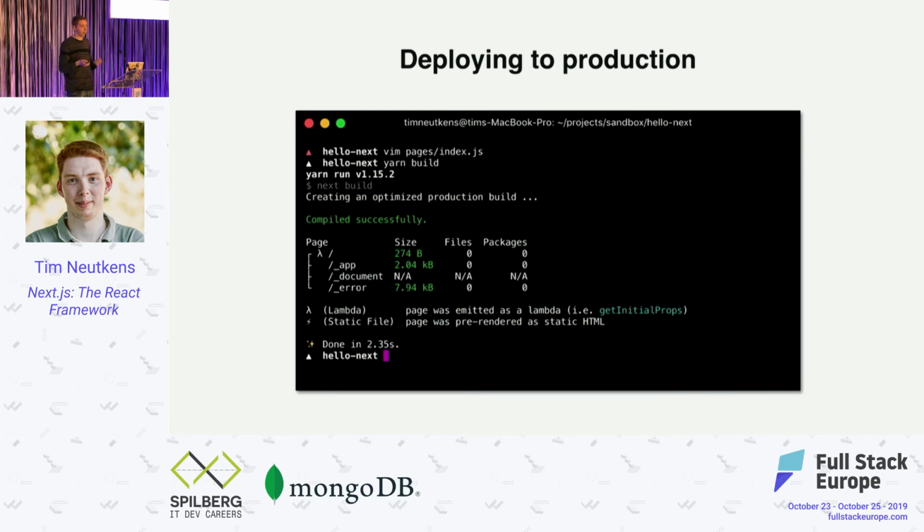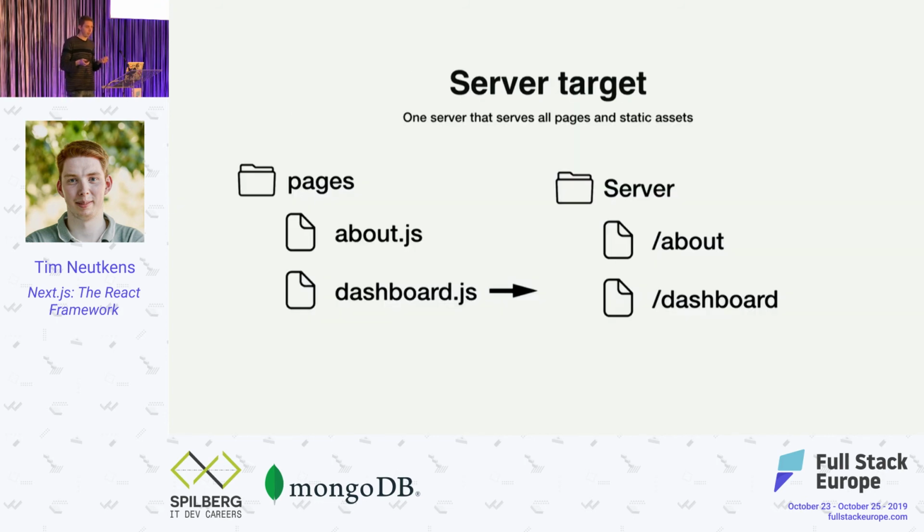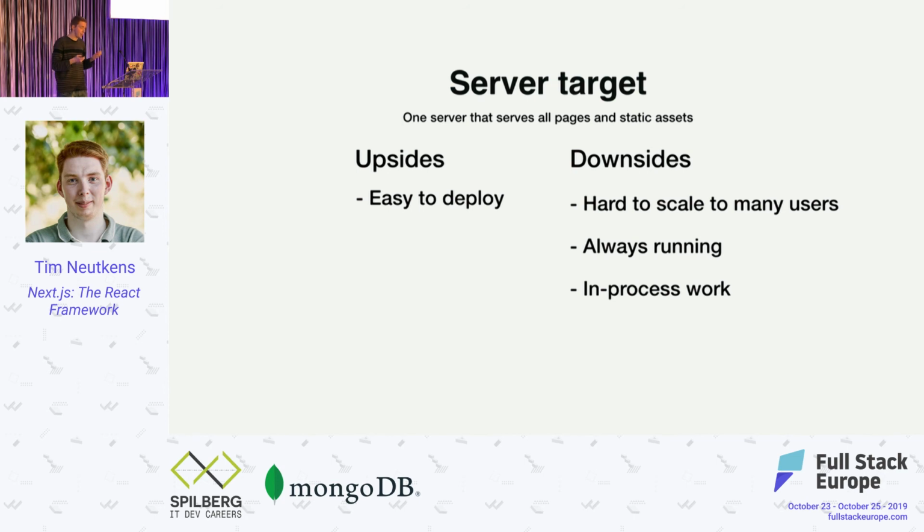So there's two targets to deploy in Next. The first one is the server target, which is actually quite simple. You take pages, they're built into a server, and that server is a Node.js server, and you boot it up, and you're done, basically. However, this has some upsides and some downsides. The upsides are, and it's only one upside, it's really easy to deploy. You put it in some container system or on a Node.js hosting platform, and it just works.